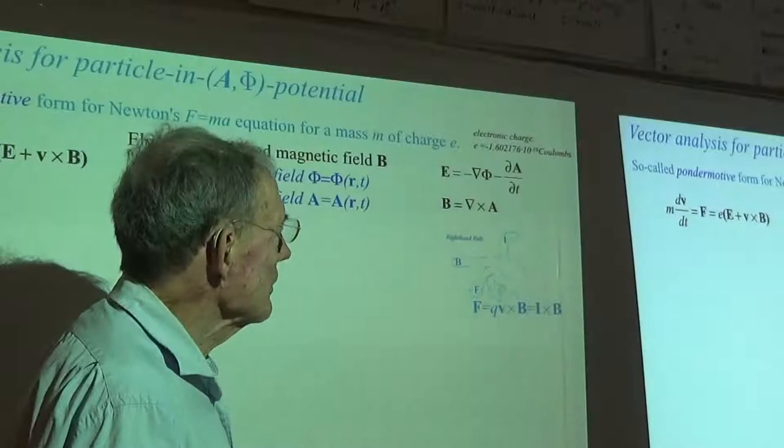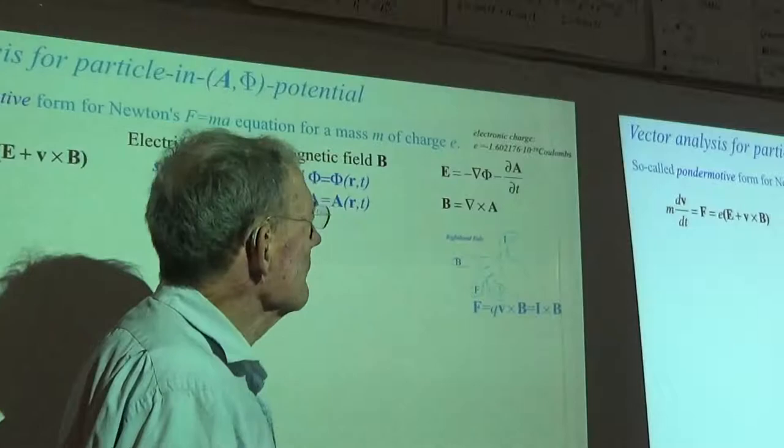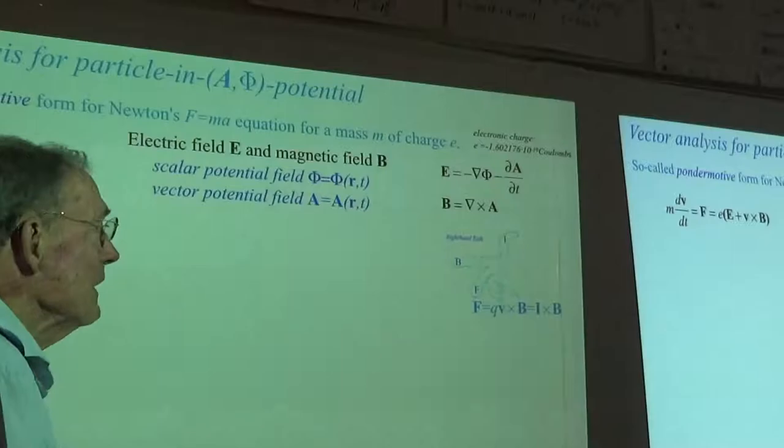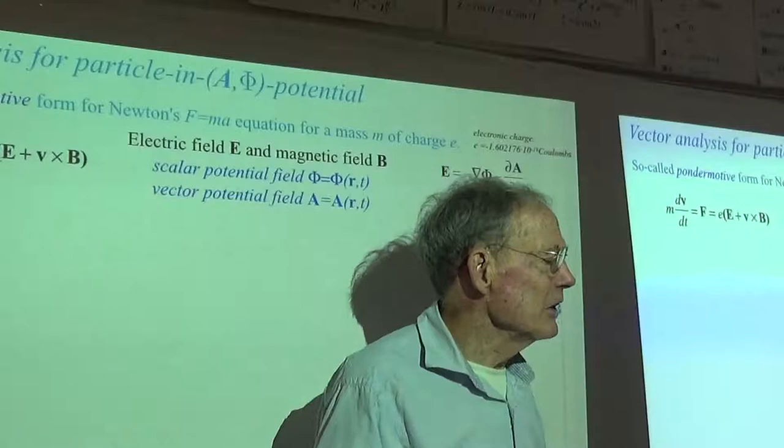Vector potential is, to me, one of the most mysterious pieces of our lore. And when we use it in gravity, it gets even more mysterious. But in electromagnetism, it's really something that you need to think about. Now, in our mechanical analog, the vector potential will be the velocity at any point on the surface of that rotating table that we're using for our analog.